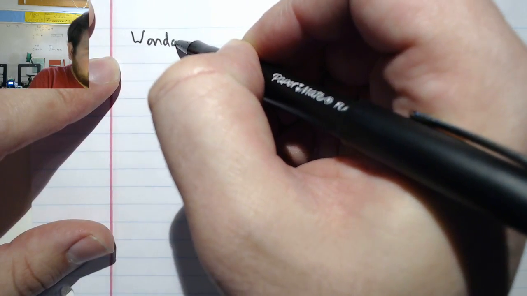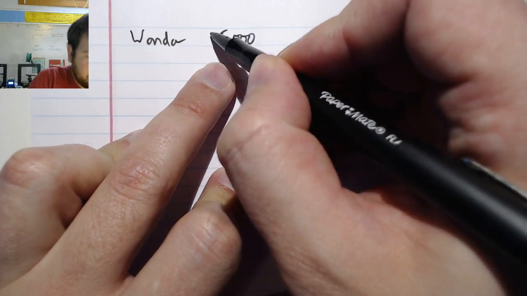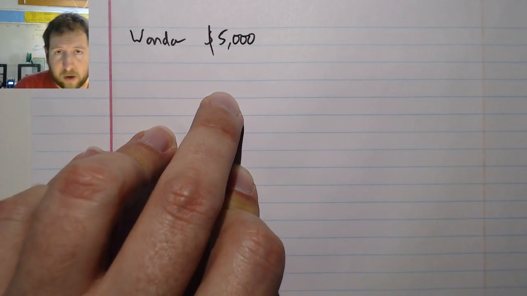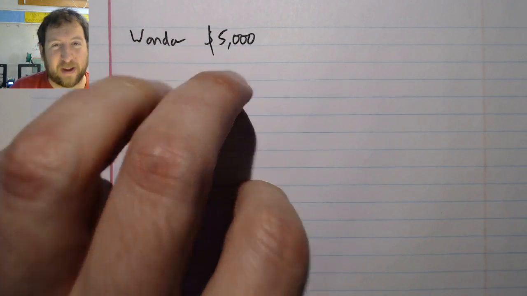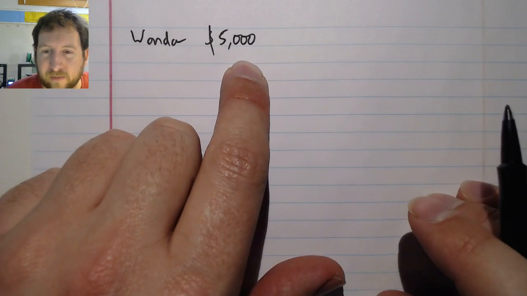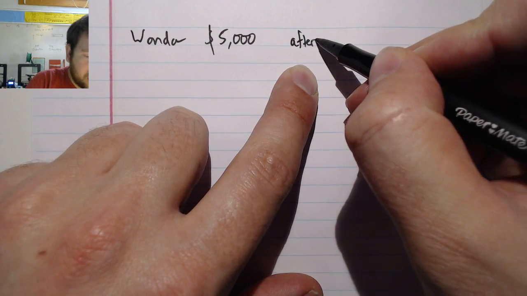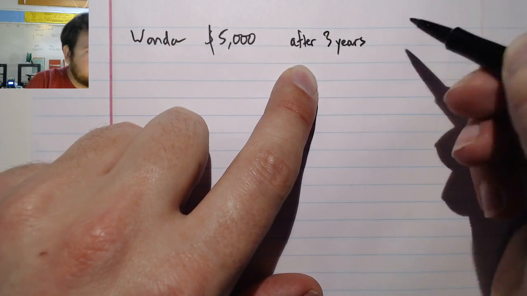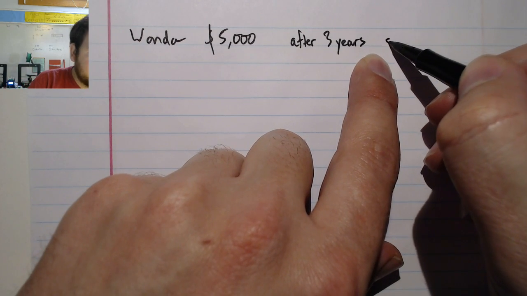Okay, so let's take a look at this one. We've got Wanda, and she borrowed $5,000 from the bank. Now, you don't need to buy a car to borrow money. You can borrow money for any reason. But you have to convince the bank that you'll be able to pay it back, and that you typically have need for a good purpose. After 3 years, she paid $450.